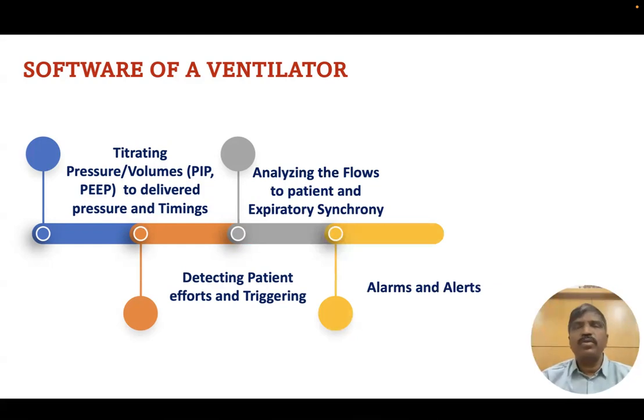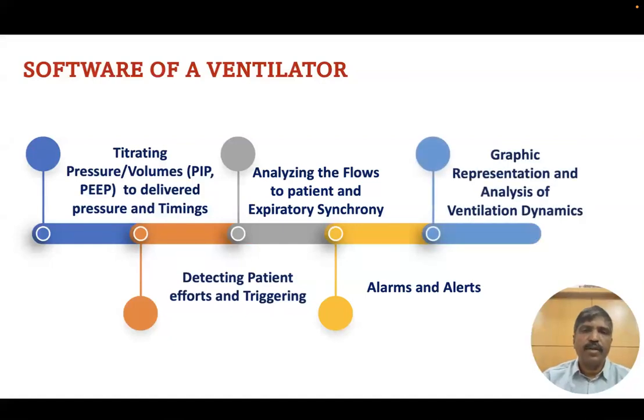The software also integrates itself so that if you set the alarms and the limits, the machine will tell you that the baby is receiving inadequate pressures or volume, or excess pressures or volumes. It also has a graphic display of the measured pressures, measured volumes, and the respiratory mechanics, and this helps us physicians analyze what exactly is happening to the baby's lungs and how we change or titrate the ventilator settings.